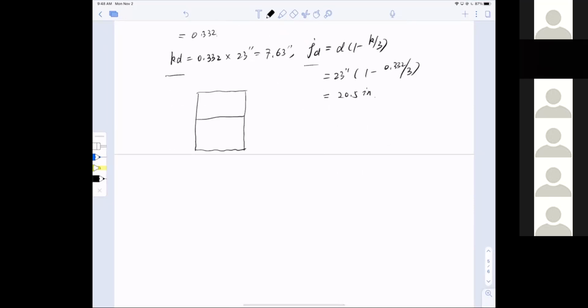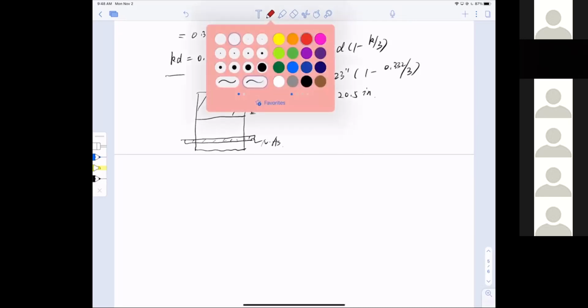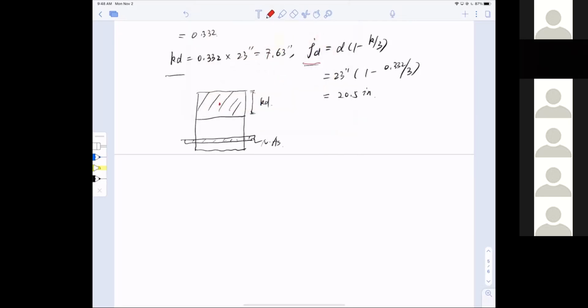Okay, compared to the uncracked, it's really easy. I have a KD figured out. I have a steel figured out. This is nAs. Don't forget there's no n minus 1 here, okay? And I even got a distance between them figured out, which is JD. Remember here? The distance between the center of the compressive zone to the bar, JD. I got all these figured out.